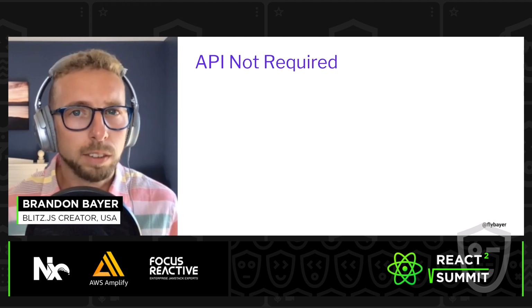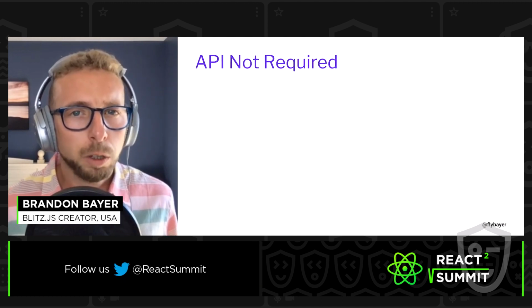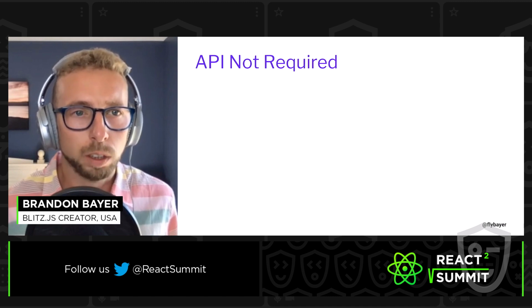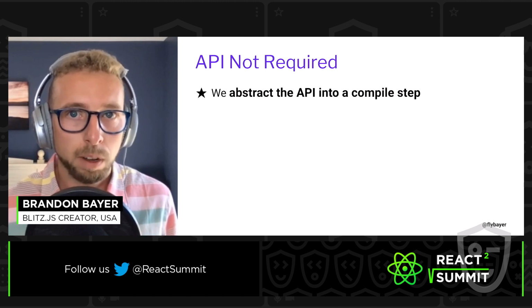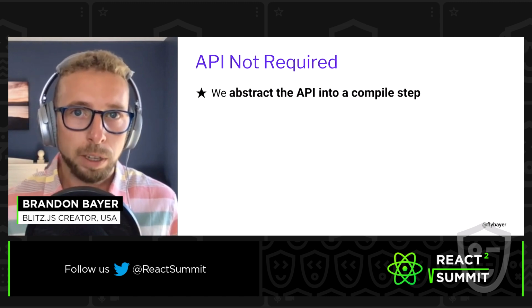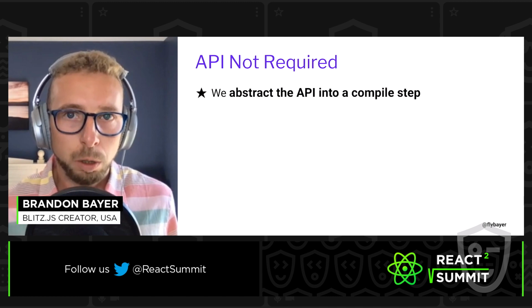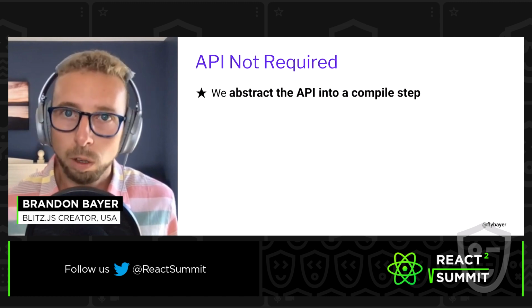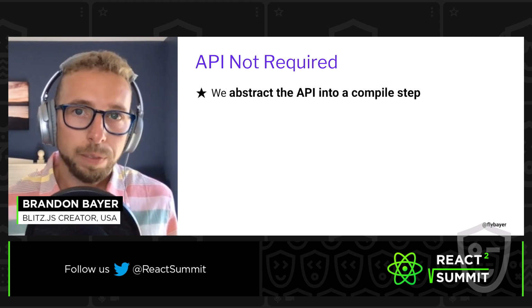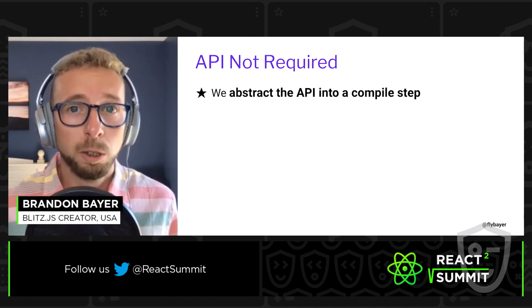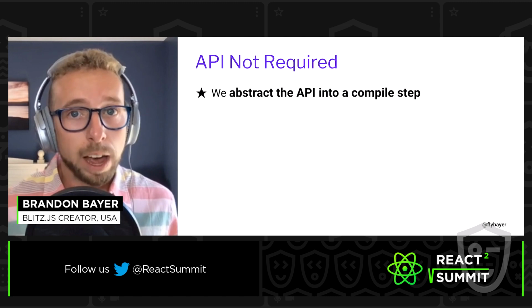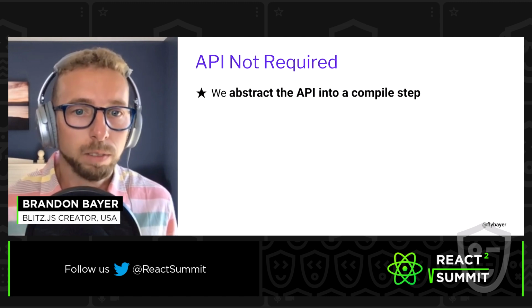Okay, so let's talk about this API layer a bit and get into how we actually do this and how it works. We abstract the API into a compile step. So as you're developing your app, like I mentioned, you don't do any API stuff. You just import the server functions into your front end. And then at compile time, we swap that out with an HTTP API. And so you do get client-side rendering, but without any of the API headache.